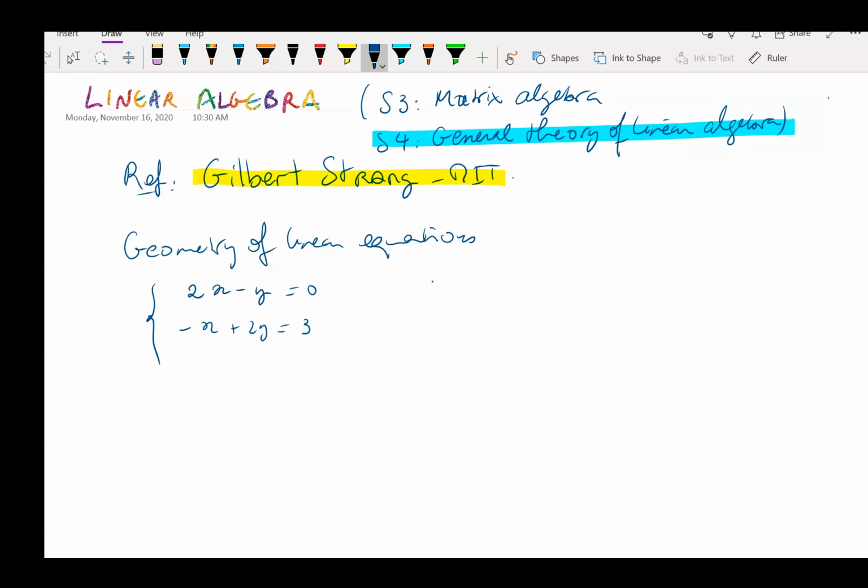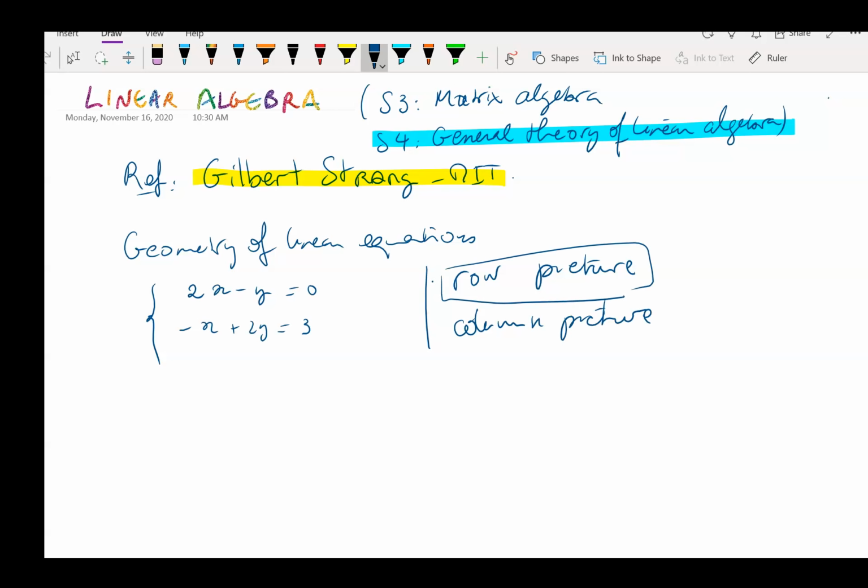Well, you've got two ways to see that. You've got the row picture and you've got the column picture. Okay, so let's have a look at what it means to take the row picture of this equation. It means that I'm just going to look at each row separately. What is the first row giving you? Well, that's actually giving you a line equation.